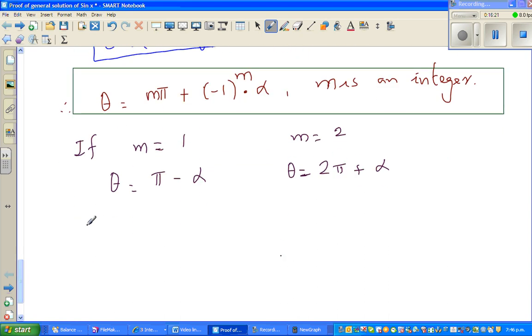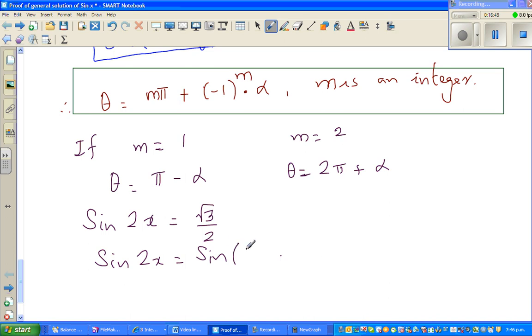So if the question is like this, say sine 2x is equal to, say, root 3 over 2. If the question is like this, we're going to use this formula. So now I can say, well, sine 2x is root 3 over 2, and you should know that is sine 60.